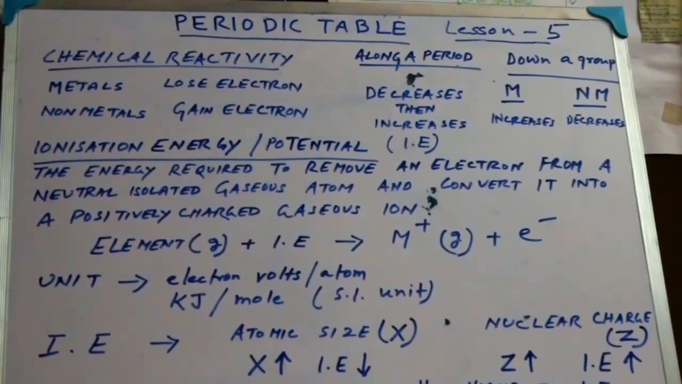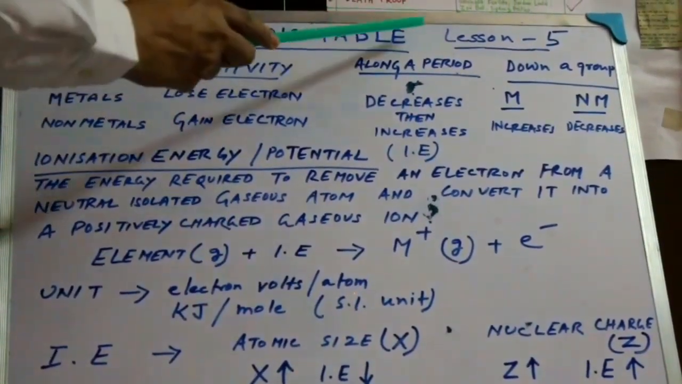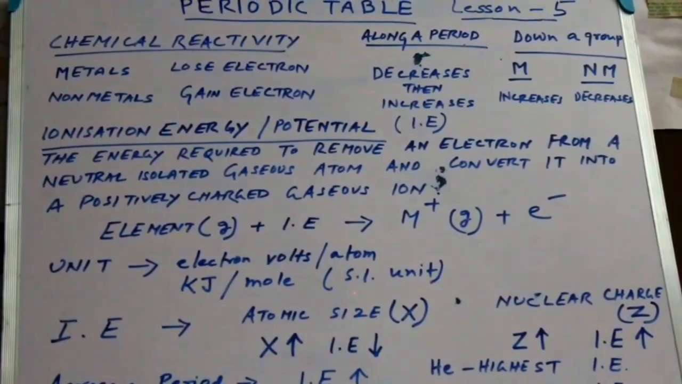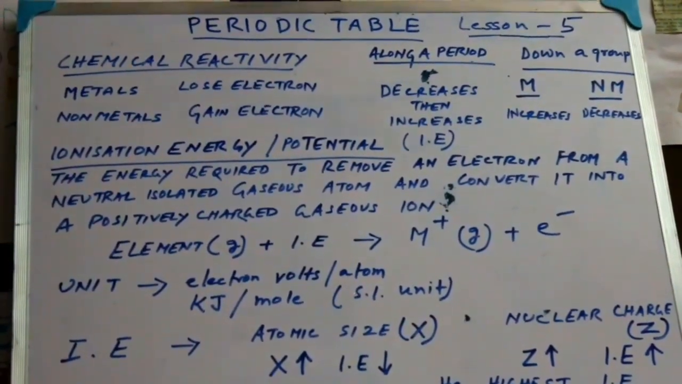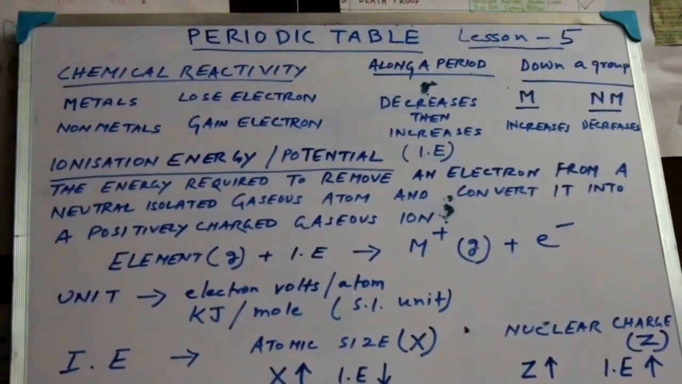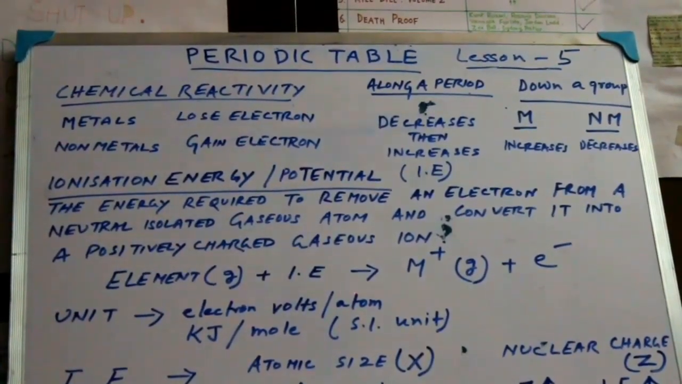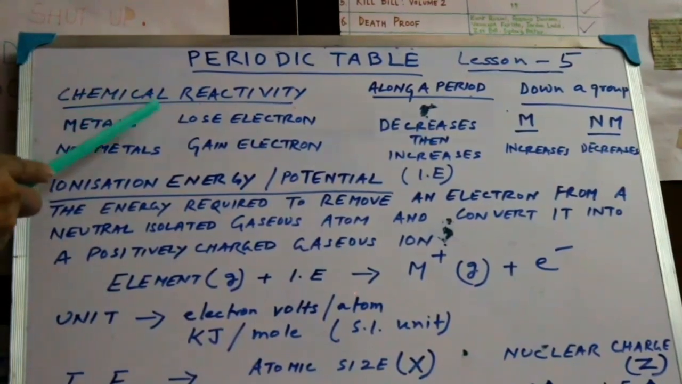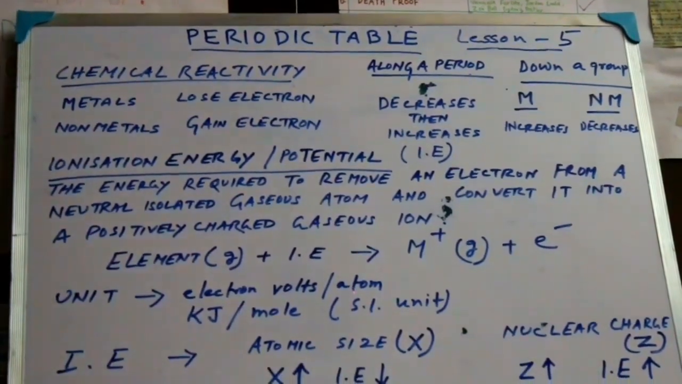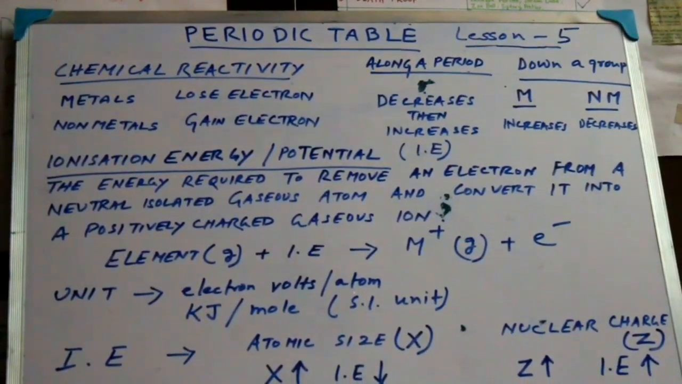Today we will start with periodic table lesson 5. The first concept is chemical reactivity. Now what is basically chemical reactivity? Now in case of metals, what happens? Greater the tendency to lose electrons, greater is the reactivity in case of metals.